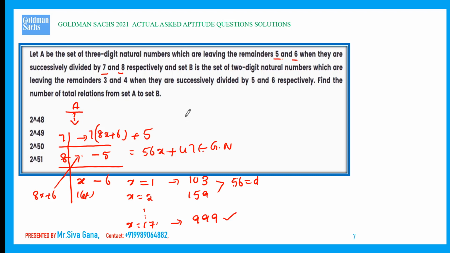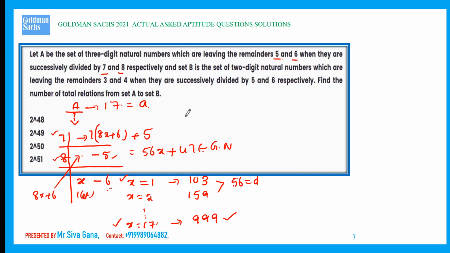So in set A, from x equal to 1 to x equal to 17, which means 17 numbers are there. Let it be small a. Set A consists of 17 numbers, which are of this category, which means when divided by 7 the remainder is 5, and when divided by 8 the remainder is 6.